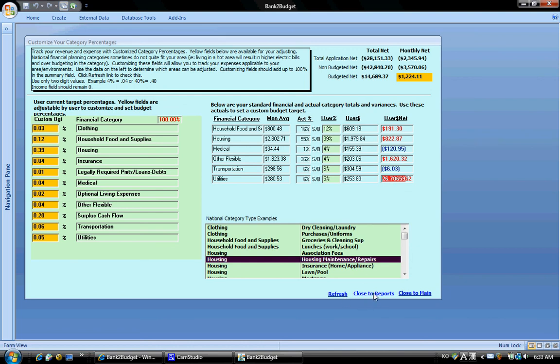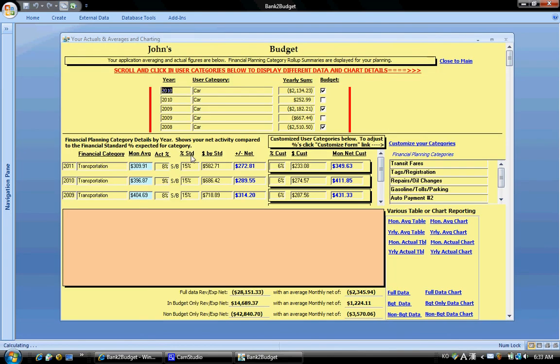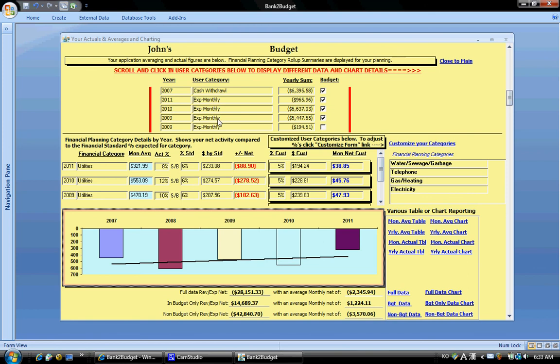Let's take a look at close reports. Alright, so that was utilities that we looked at. Utilities breaks down into the monthly tracking, and if you notice, you're still in a positive state here for the individual years that are listed here. So that's a sample of adjusting your budget.